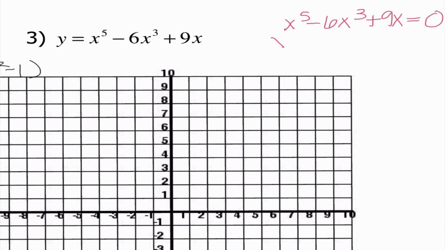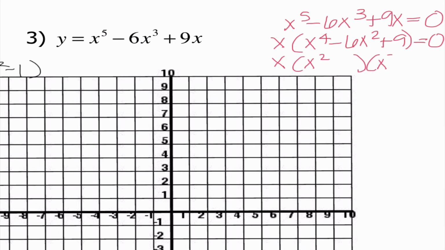I notice I have a GCF of x, so I'm going to factor out an x, and I'm left with x to the 4th minus 6x squared plus 9, and that should look really, really familiar to us because it's the same type of pattern as we saw in that last problem. So I need to think what factors of 9 add up to be negative 6. And I'm thinking it's going to have to be negative 3 and negative 3.